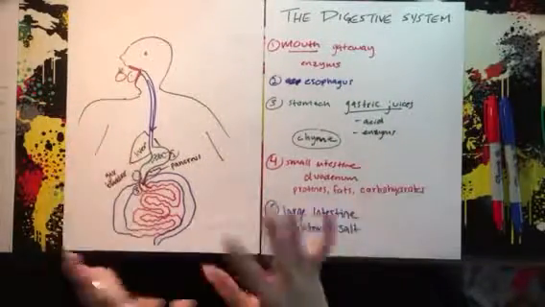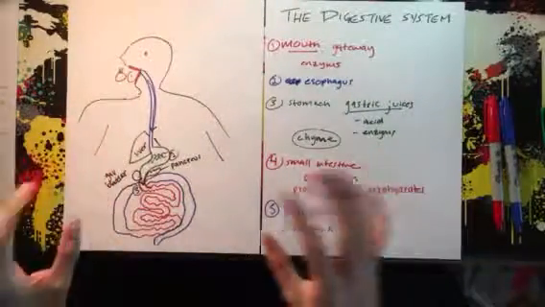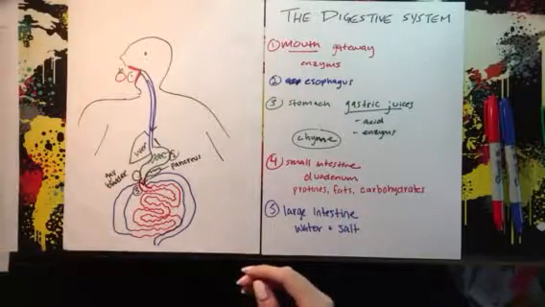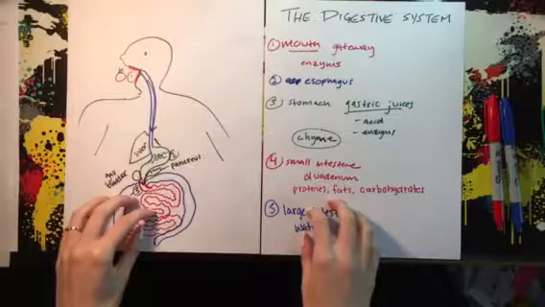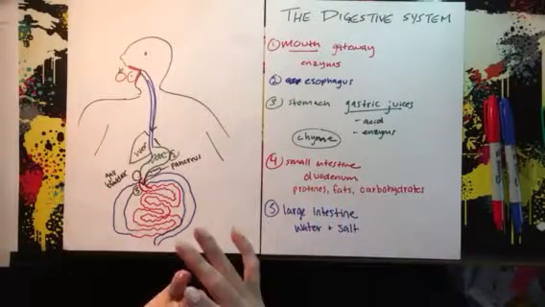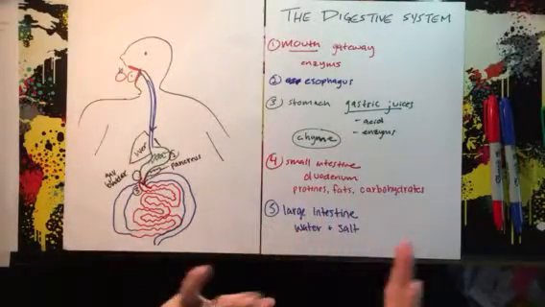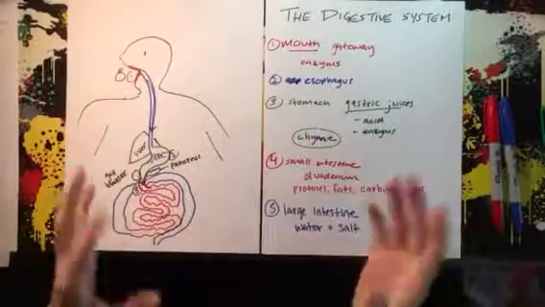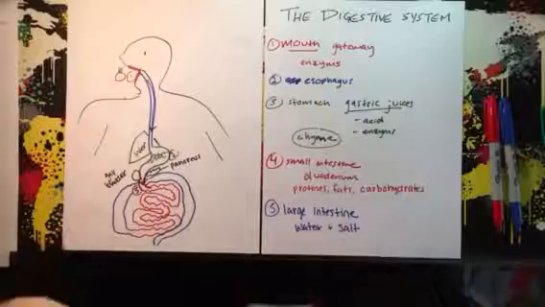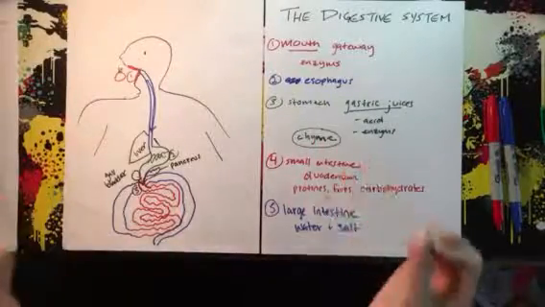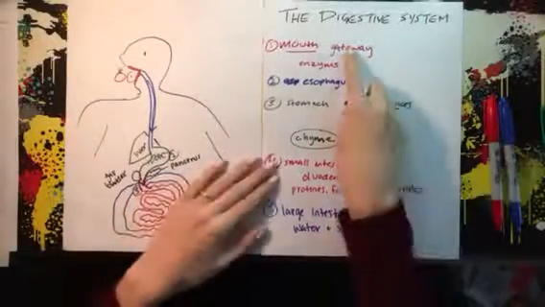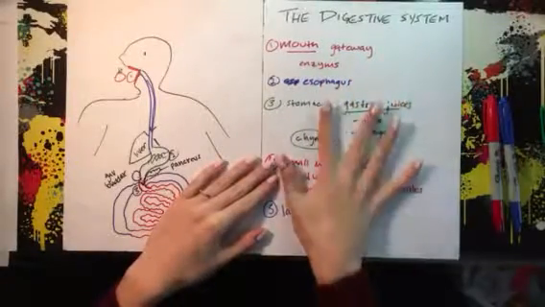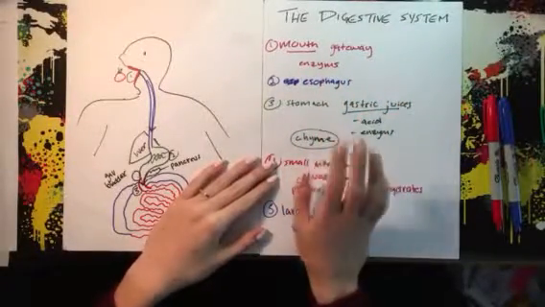I want you guys, before you come to class, to think about each of these processes of the digestive system and write about the purpose of each of these 5 things in your own words. I don't want to hear my words just repeated back to me. I want to hear your words. Give me a definition of each of these 5 things, and we'll talk about them more in class. All right, see you guys then.